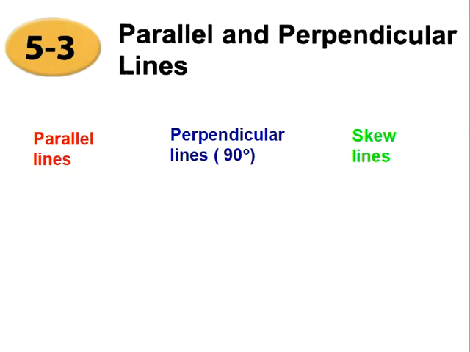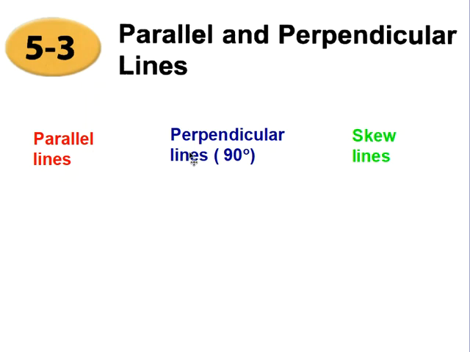Okay, my friend, today we are going to study chapter 5, section 3, parallel and perpendicular lines. First, parallel lines: they are on the same plane, but they never intersect, and the distance between them must be constant all the time. The distance between them will not change.